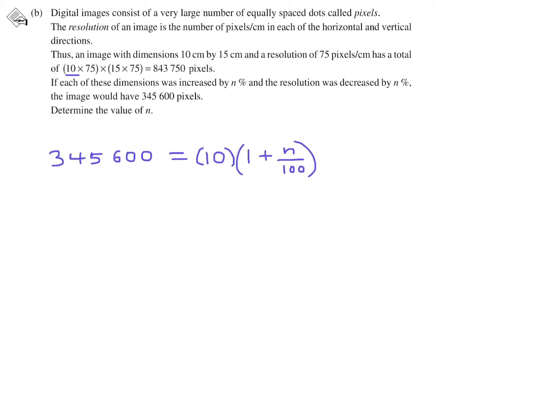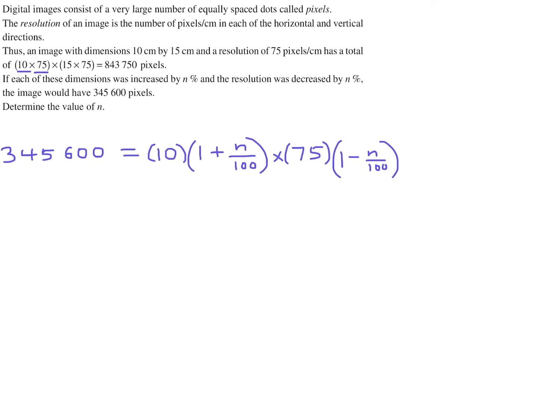Okay? And then we get to the 75, which is this guy. 75 is talking about the resolution. That is being decreased by n%. So that means you'd have 75 times 1 minus n over 100. Okay? And in a very similar way, I will try to squeeze it all in. I actually don't need to keep putting in this x. I'll just put brackets.